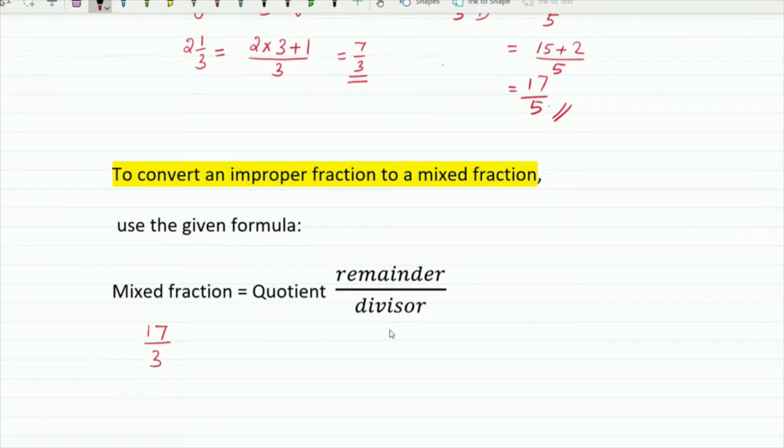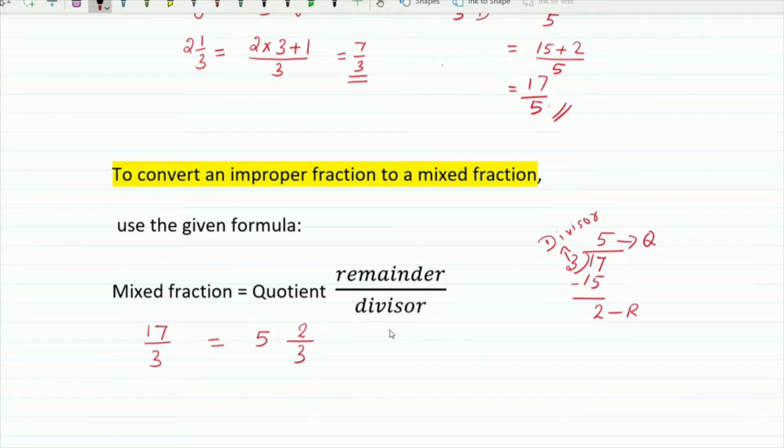For converting it into mixed fraction, first you have to divide the numerator by the denominator. So 17 by 3. We can go to the table, 3 5s are 15. After subtracting you are getting 2 remainder and the quotient is 5. Divisor is 3. Now we can write it as a mixed fraction. First we have to write the whole number part as quotient. The quotient is 5 and remainder numerator that is 2 divided by divisor that is 3.